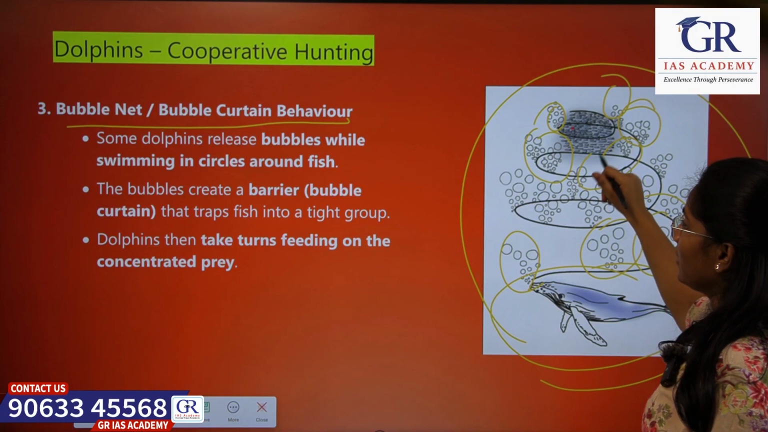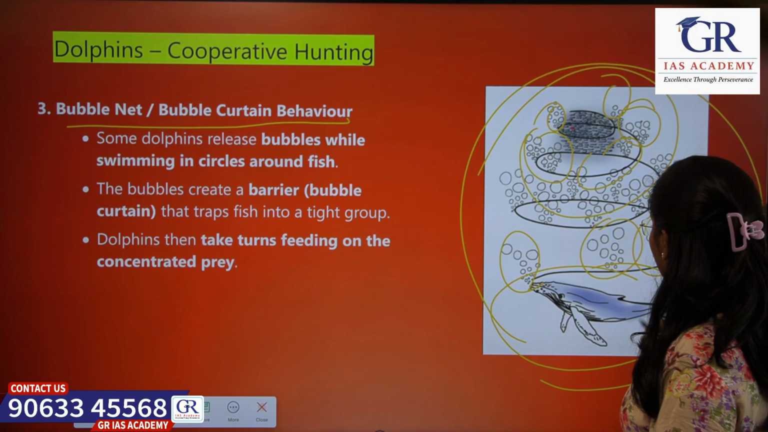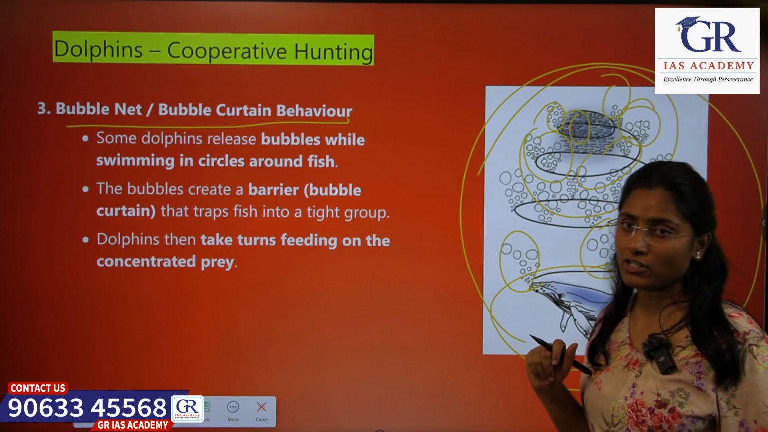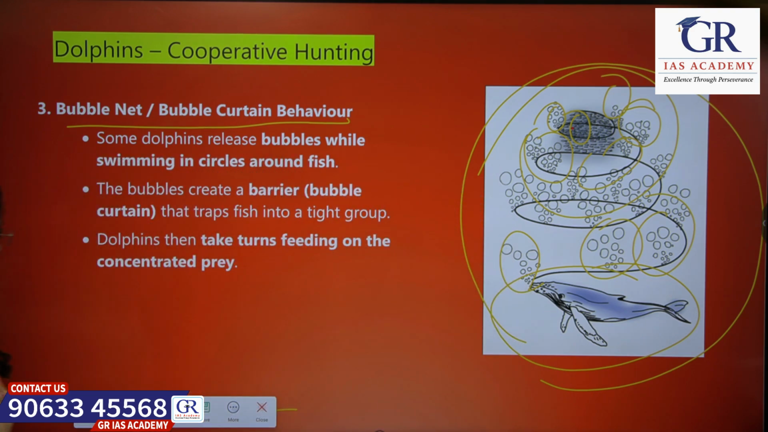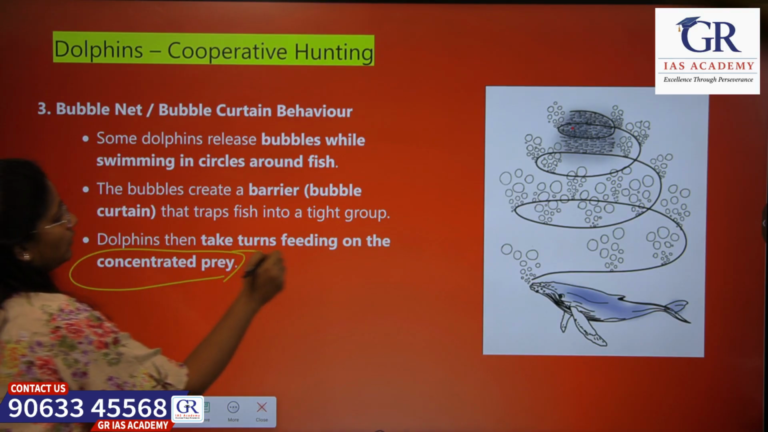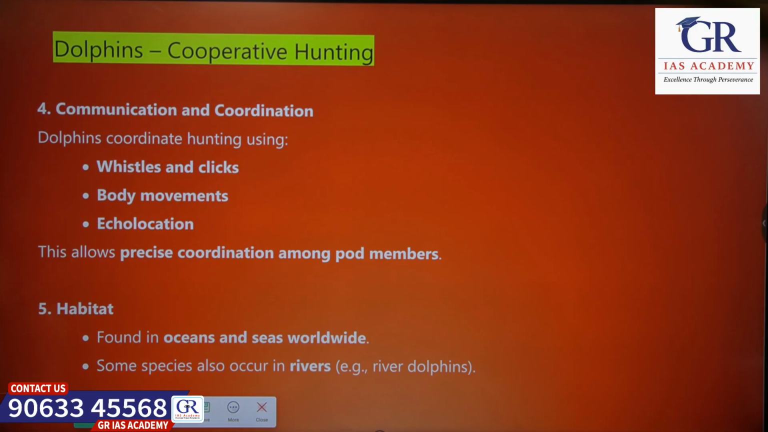These bubbles trap the fish, and then all these dolphins take turns to feed on the fish, and that's how they do cooperative hunting, right? So this is the bubble net curtain behavior of the dolphins.